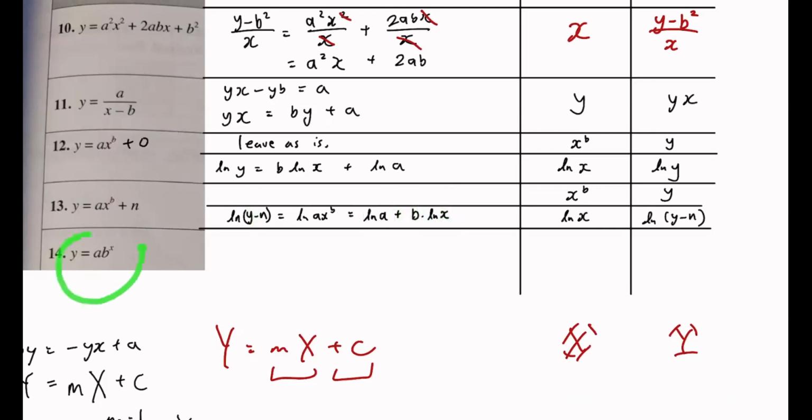Okay, next one, last one. Now, previously we had a variable to the power of a constant. Now it's the other way around, a constant to a variable power. What would your x and y be?